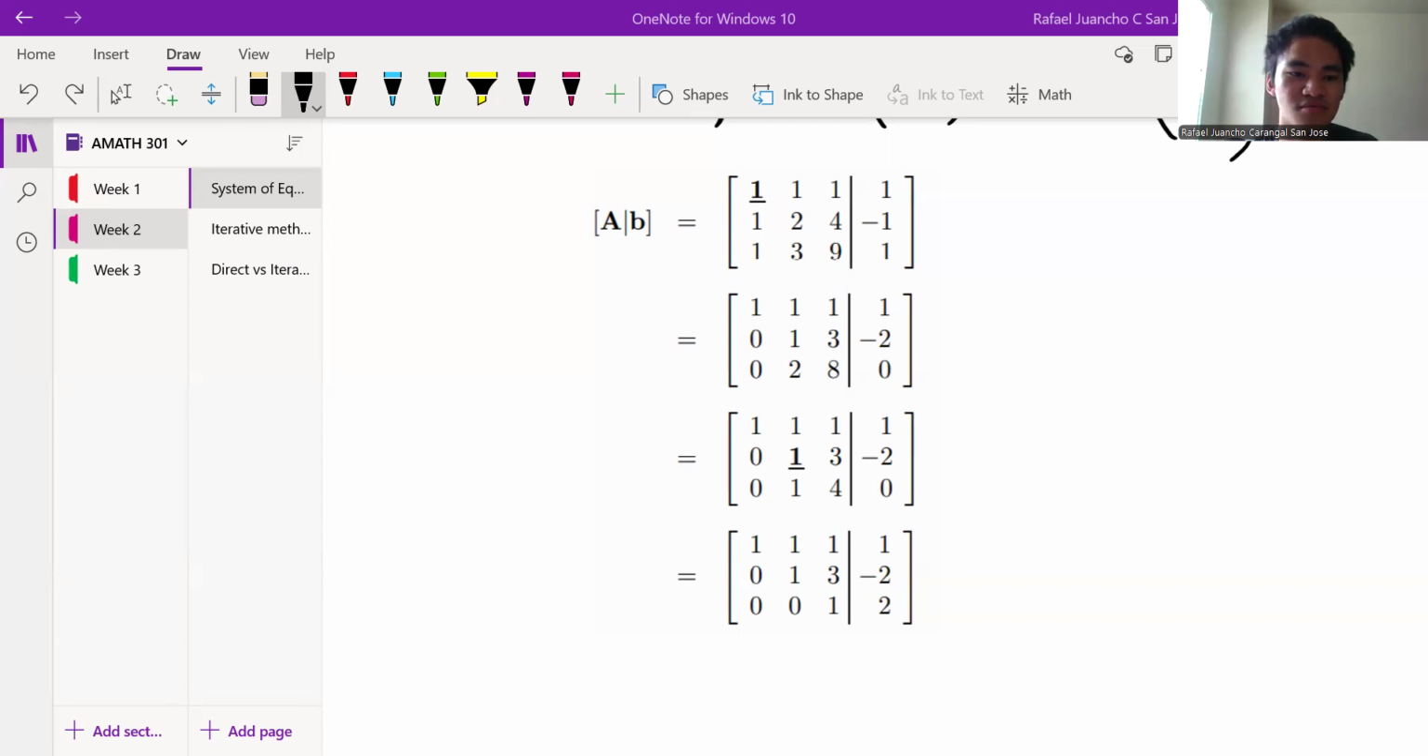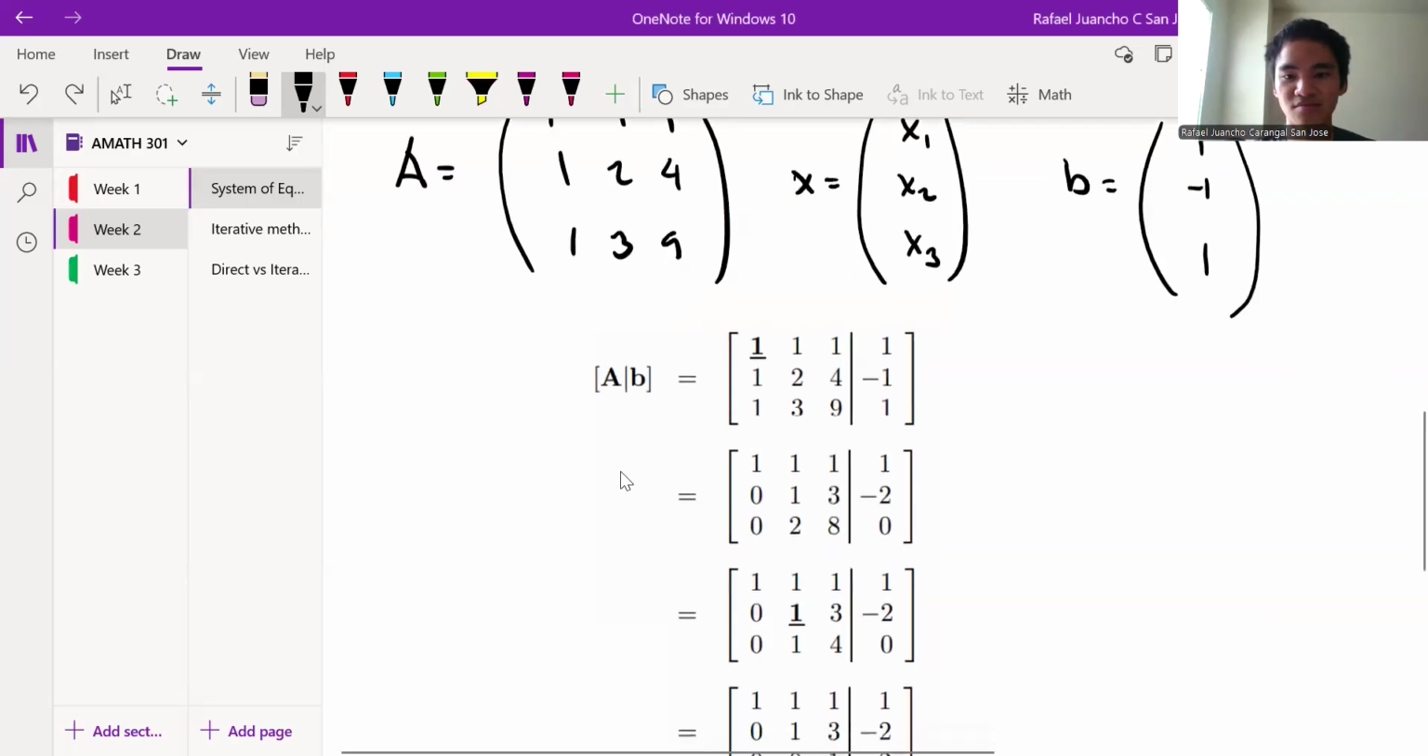Right, let me see again. Okay, here are the three operations that I can do. It's either I multiply any row by a constant other than 0, I could switch any two rows, and then I could add two rows together, right?